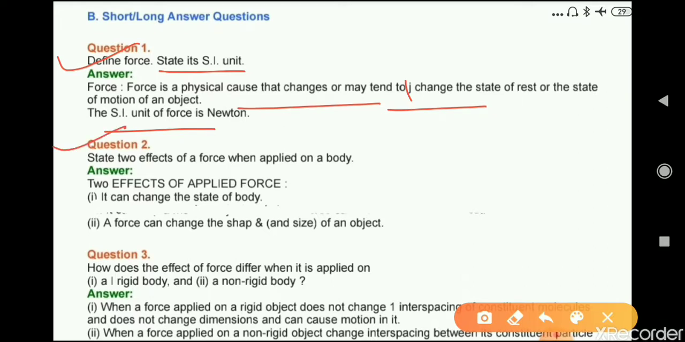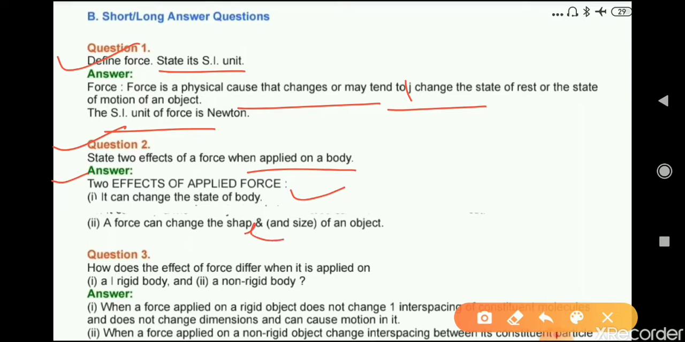Question number 2. State two effects of a force when applied on a body. Answer: two effects of applied force are: first, it can change the state of a body, and second, a force can change the shape and size of an object.